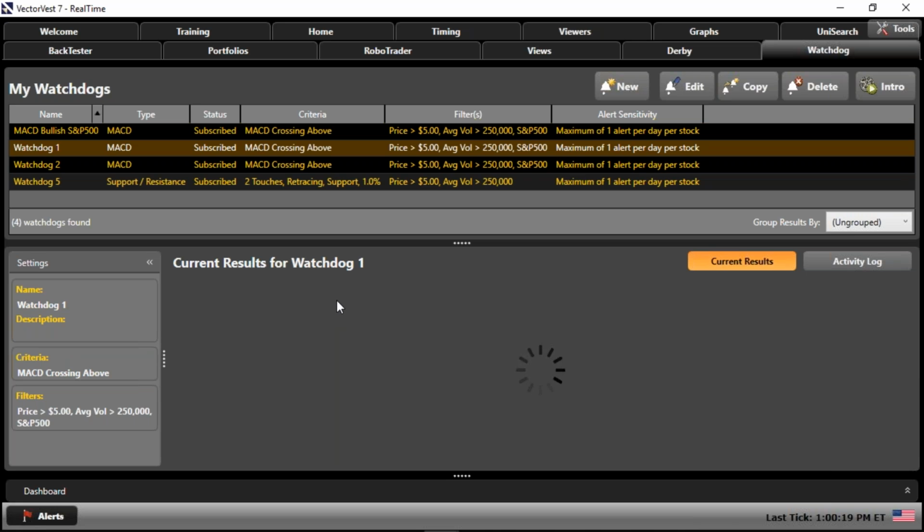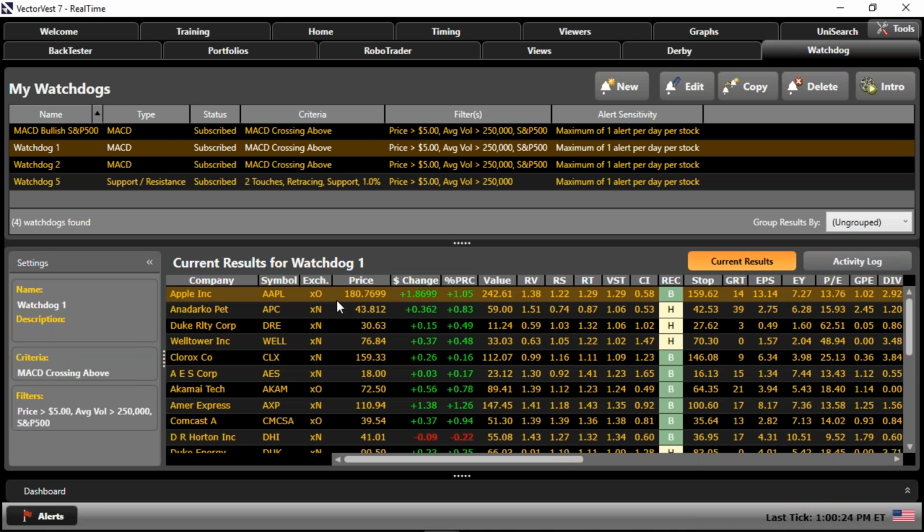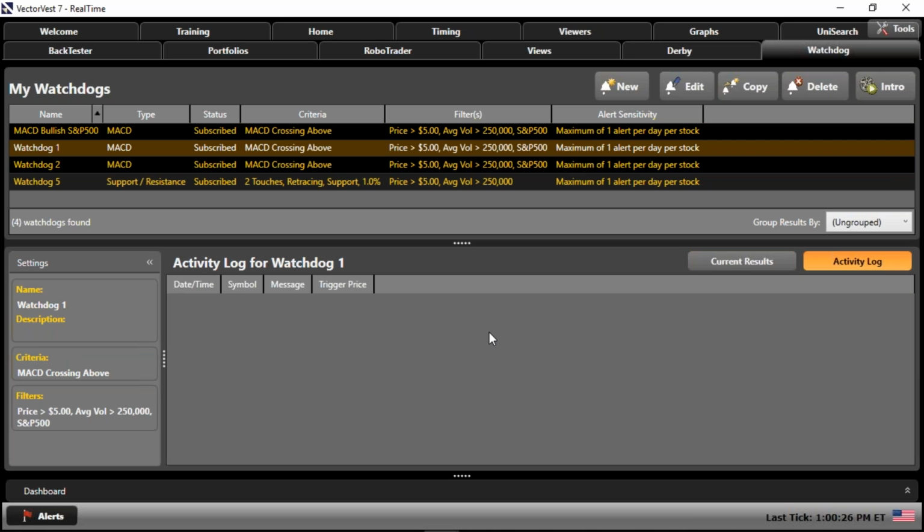No current results yet, okay? Because now what the Watchdog is doing is scanning all the stocks in the S&P 500 that, moving forward from right now, 1 o'clock Eastern time and on, it's looking for stocks whose MACD is first turning bullish right now in real time, Imre. So that's how you set it up. And if you need any help, you can always call our support department, and they'll walk you through that very simple process.